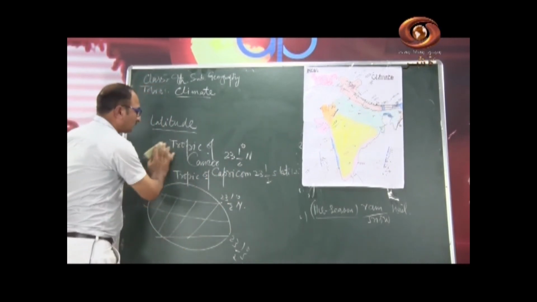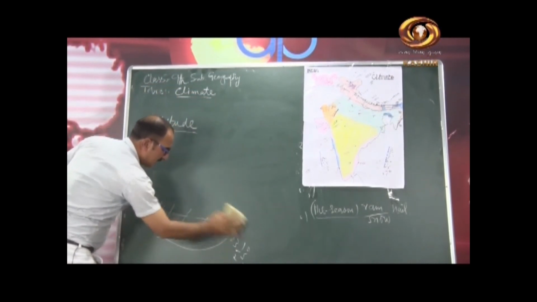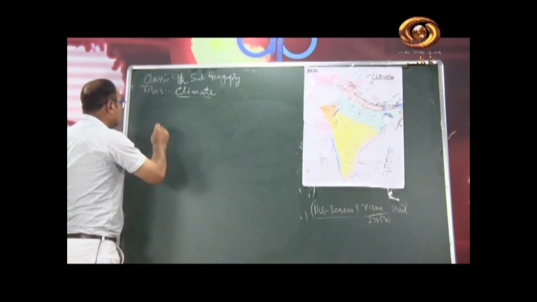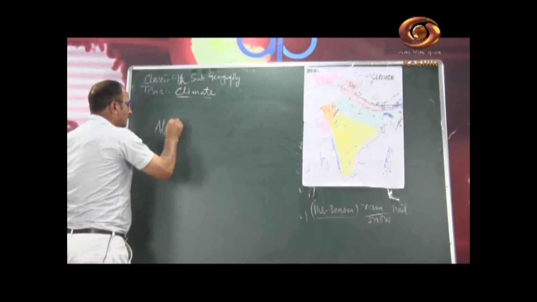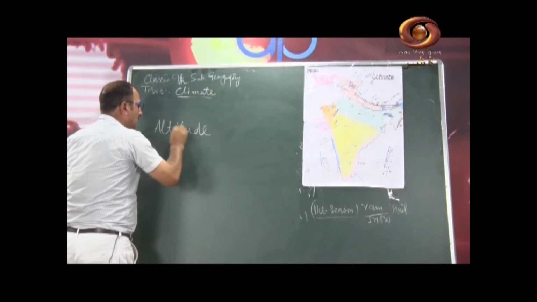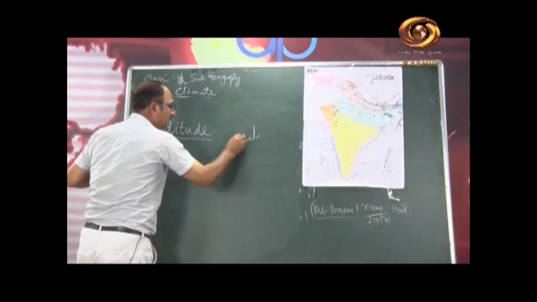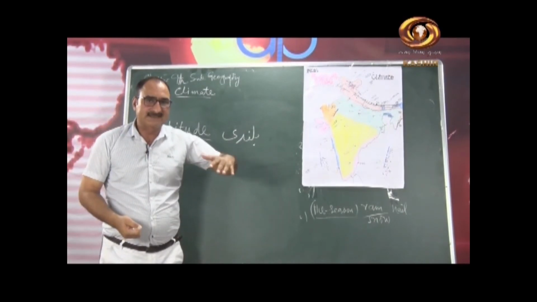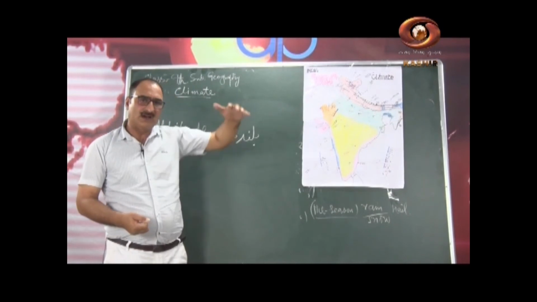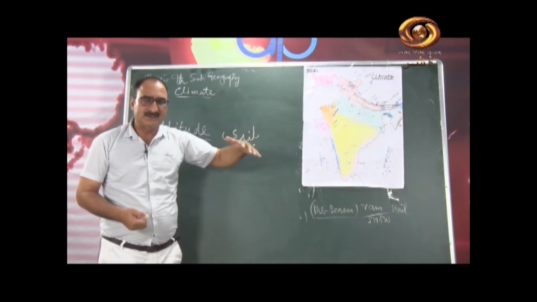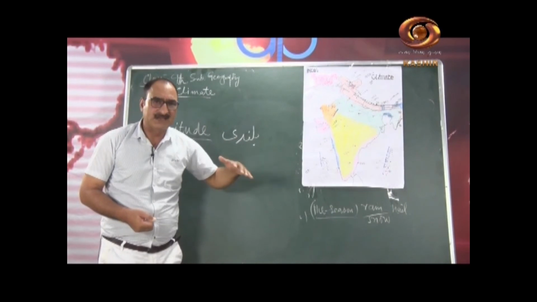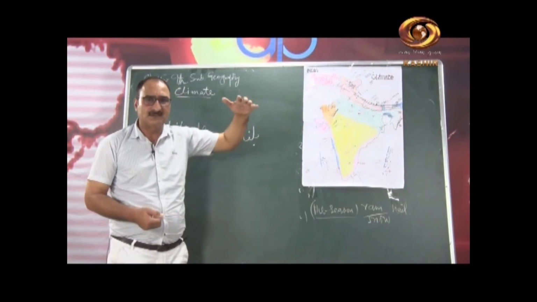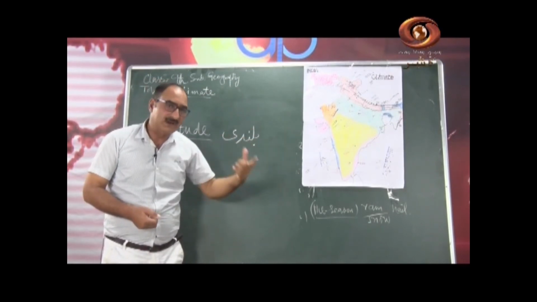Now, number 2, we have another factor which affects the climate of a place, that is the altitude. Altitude means height. The places which are situated at high altitudes experience low temperature, because as we go higher from the surface of the earth, the temperature decreases, but only in the atmosphere.